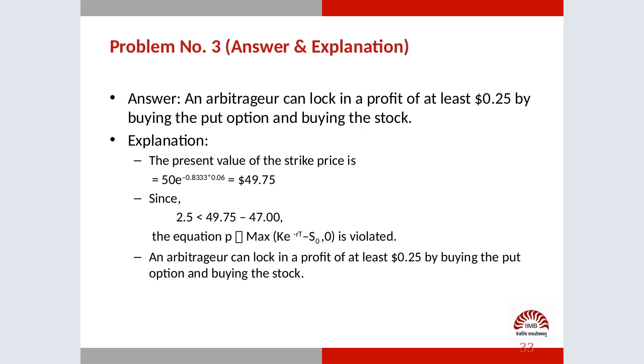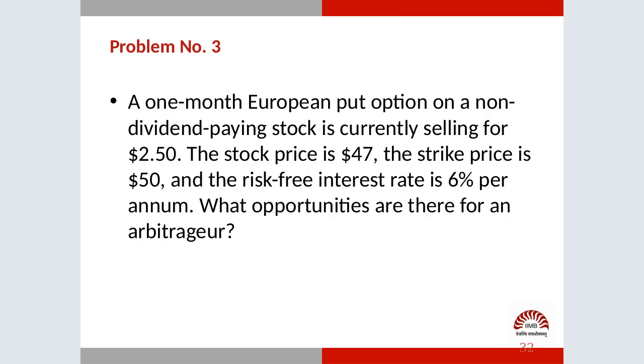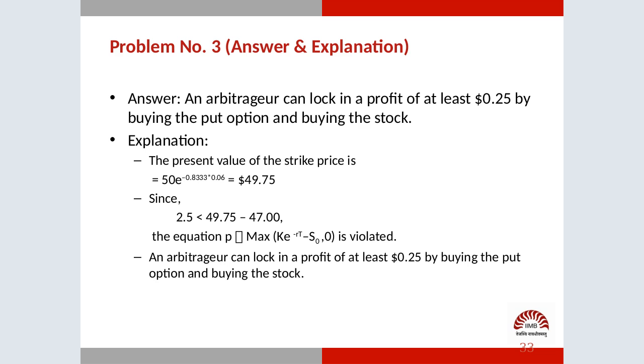What is the present value of the strike price? 50 to the power of minus RT. T is 1 month. I made a mistake out there, which should be 0.0333. It is 1 by 12 into 0.06. So 49.75. The lower bound should be K to the power of minus RT minus S naught. So 49.75 minus 47, which is 2.75.